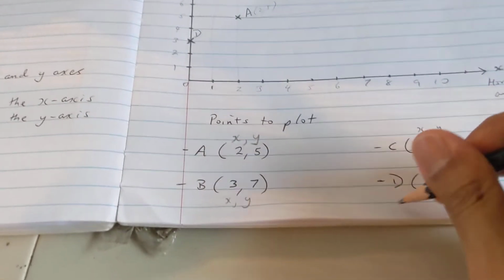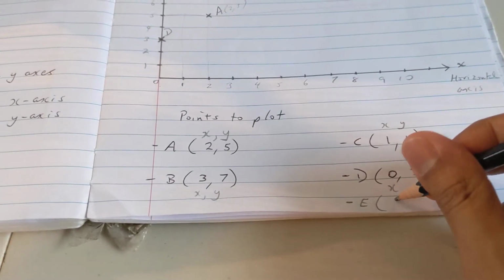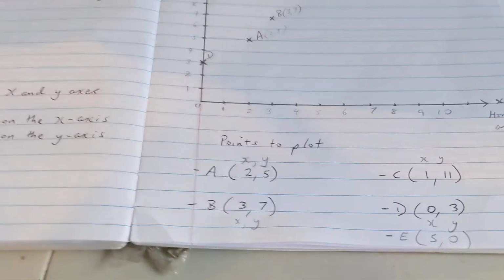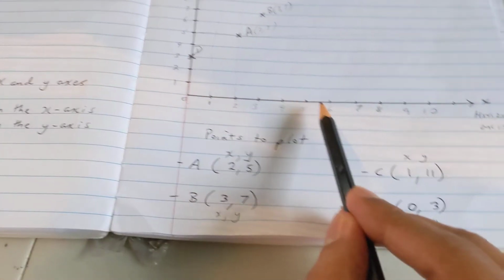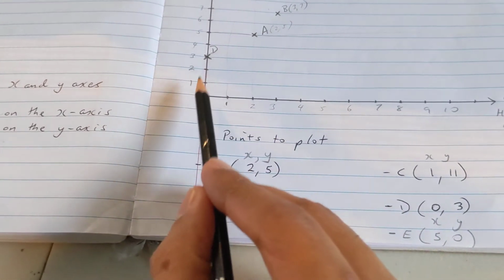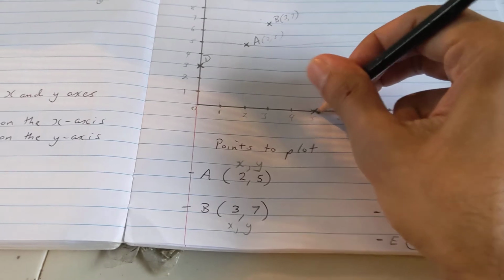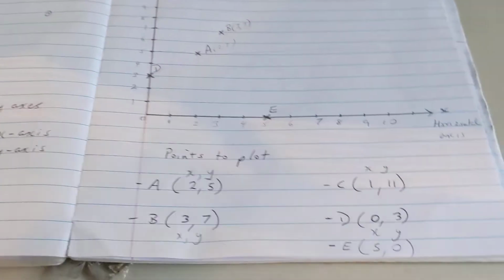Let me do one more where I put the 0 on the other number. So let me say X is 5, Y is 0. So I find X is 5 first. X is 5 here. Y is 0, this was Y is 1, Y is 2. So Y is 0, X is 5. So you realize it's going to be on this axis this time, and that's going to be my coordinates E.